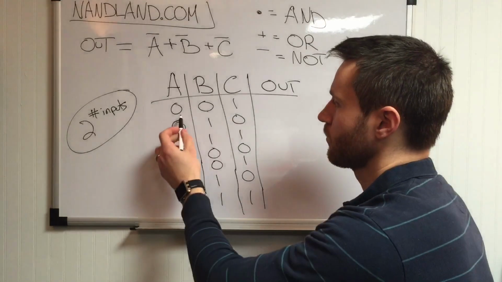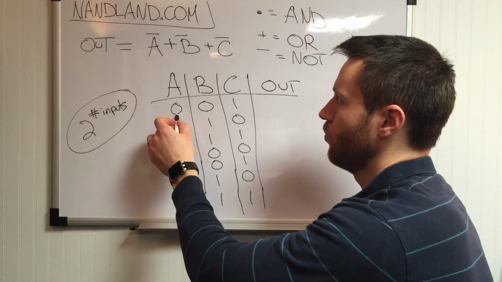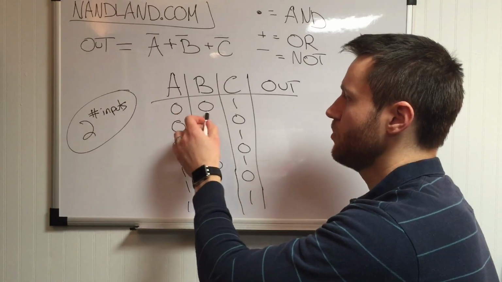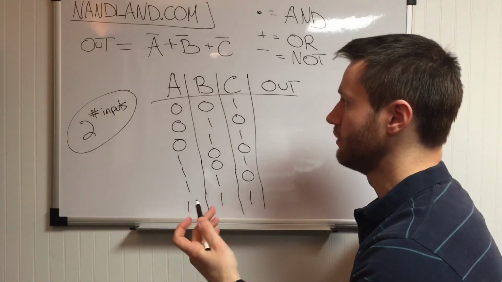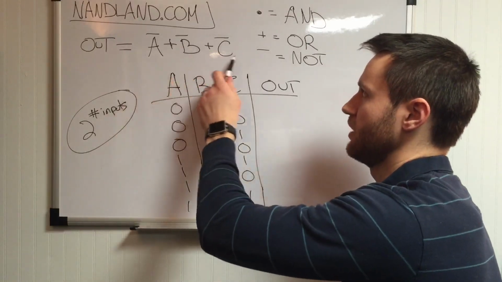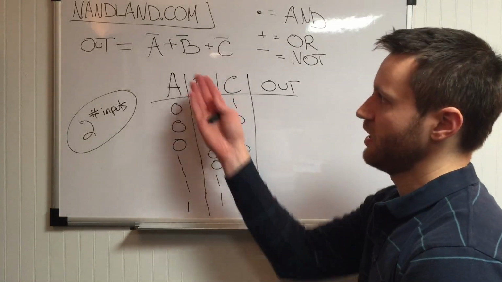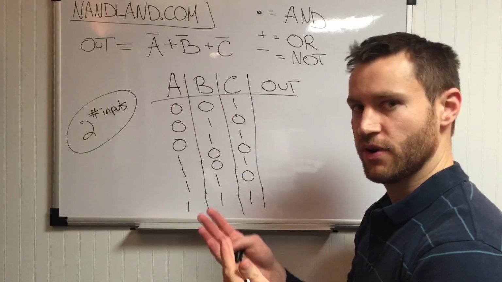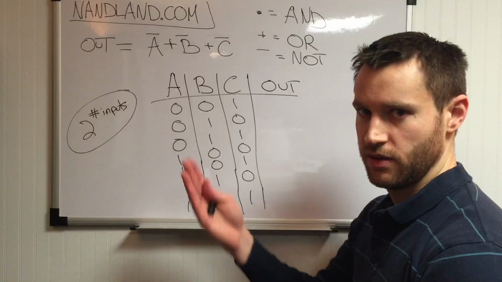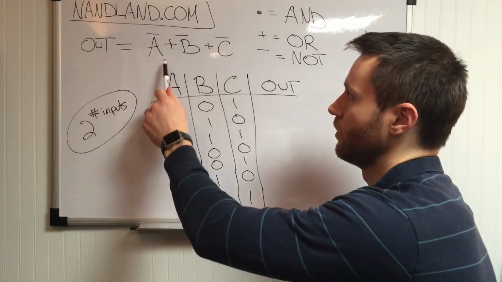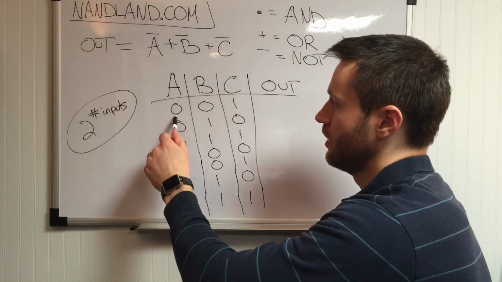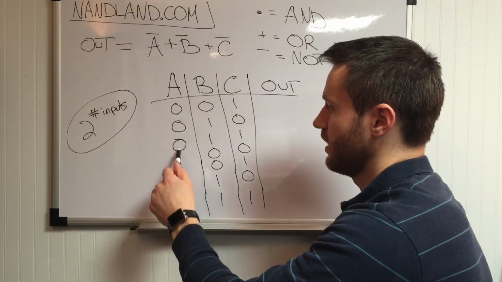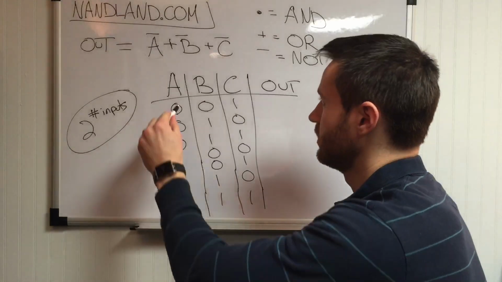So when either A or B or C has a 0, the output will be a 1. Not A or not B or not C. Basically, this is saying, are any of your inputs equal to 0? If so, your output is going to be a 1. So not A. Where does not A occur? Let's do that one. Oh, here's not A right here. Here's not A. Here's not A. Did I miss one? I did.